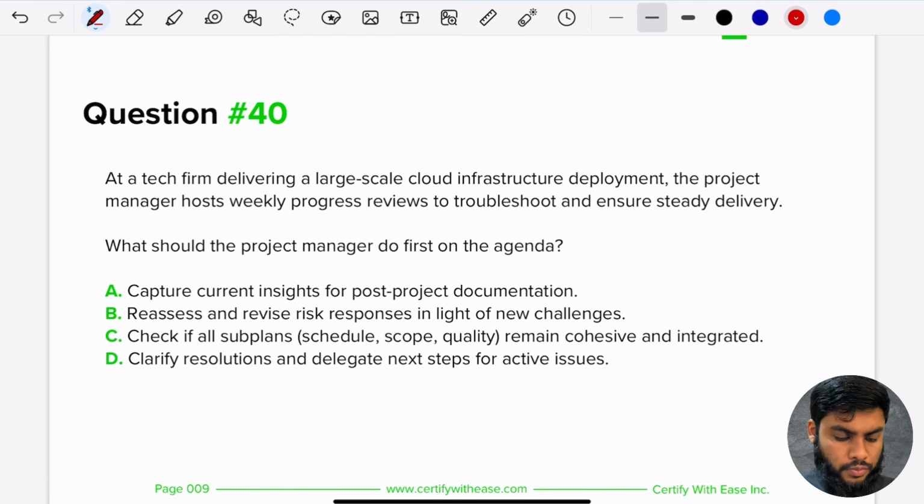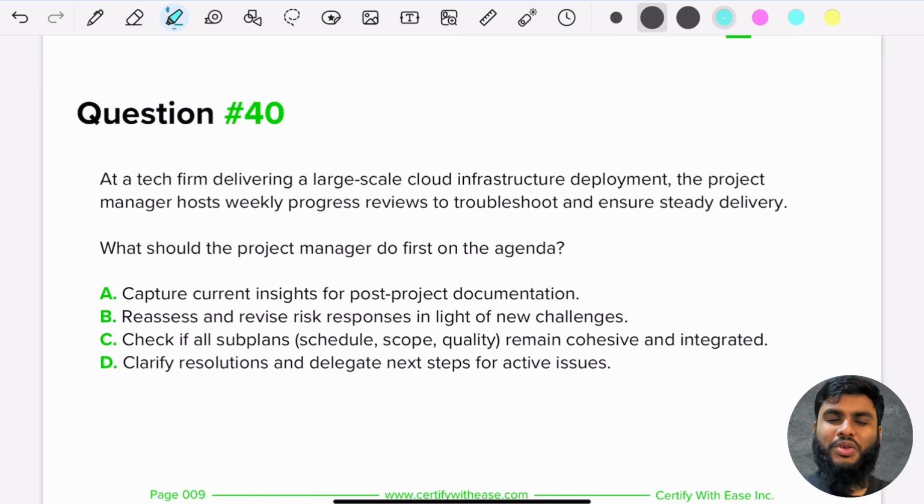Question 40. So A, capture current insights for the post-project documentation. B, reassess and revise risk responses in light of new challenges. C, check if all sub-plans, schedule, scope, quality remain cohesive. Okay, so we're going to have to read this question. I wanted to do the mindset training with all of y'all, but it seems to not be working. But we'll come across a question that says escalate to the sponsor, and then I'll tell you guys, hey, this is what we don't want to do, right?